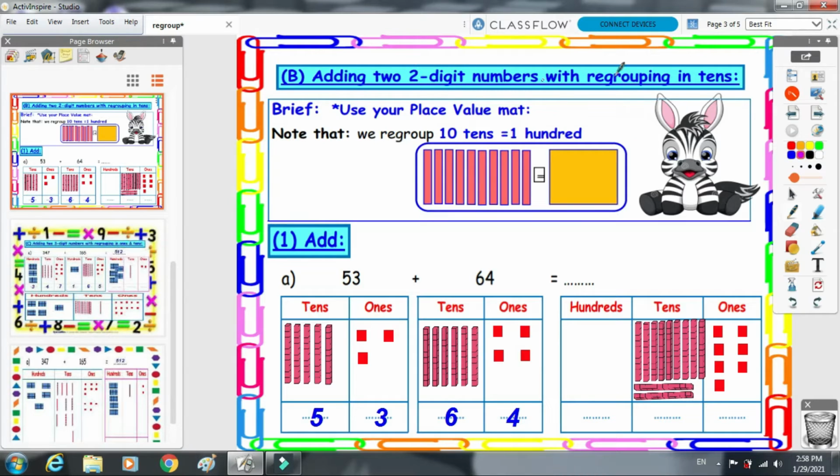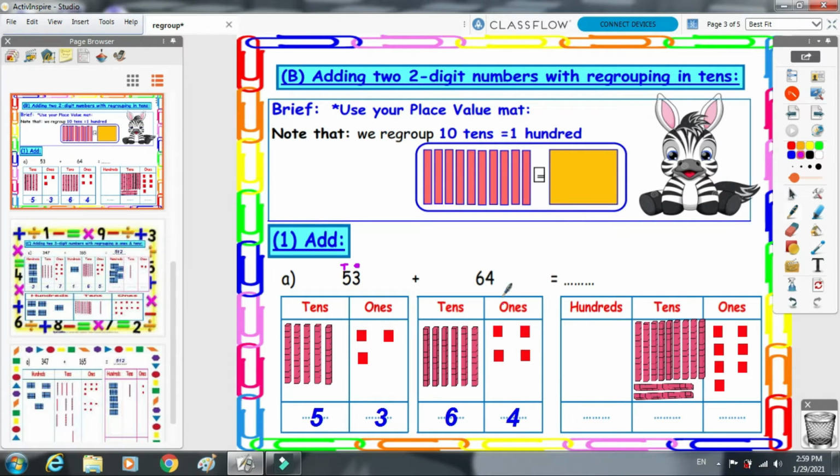Adding 2-digit numbers with regrouping in tens. Using our place value mat, we will regroup 10 tens to make 100. First example is 53 plus 64. I will draw one mat for each number. I have the first addend 53. So here I have 3 ones and 5 tens. So I will draw 3 small squares and I will represent the 5 tens by drawing 5 bars.